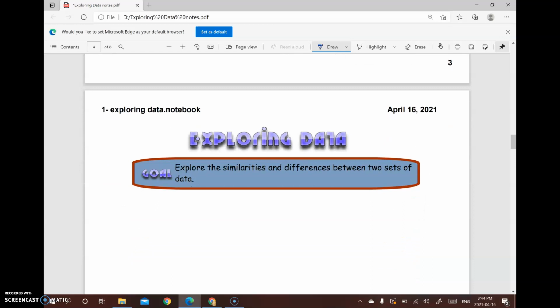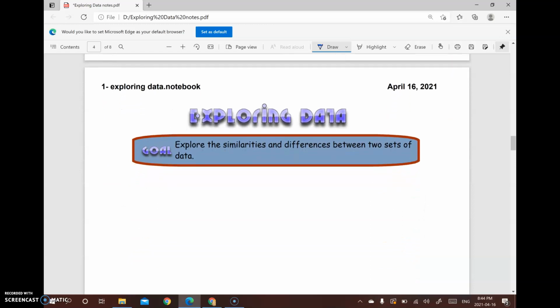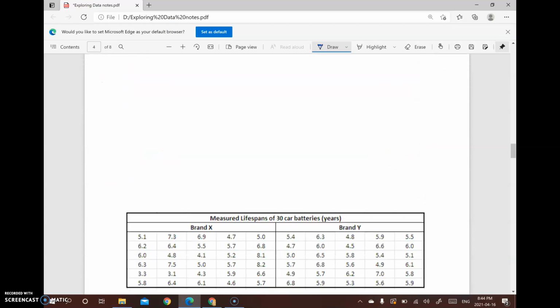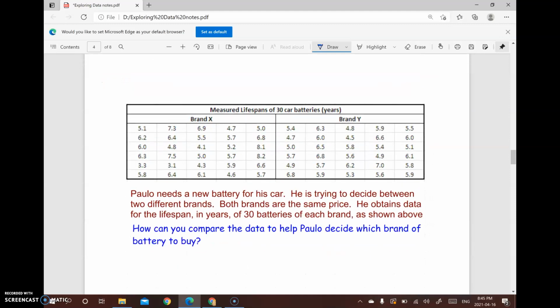Our goal is to explore the similarities and differences between two sets of data. Paulo needs a new battery for his car. He's trying to decide between two different brands. Both brands are the same price. He obtains data for the lifespan in years of 30 batteries from each brand, as shown above. How can you compare the data to help Paulo decide which brand of battery to buy?